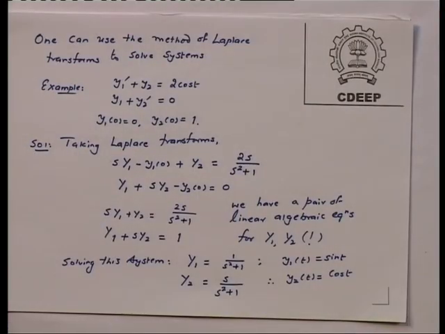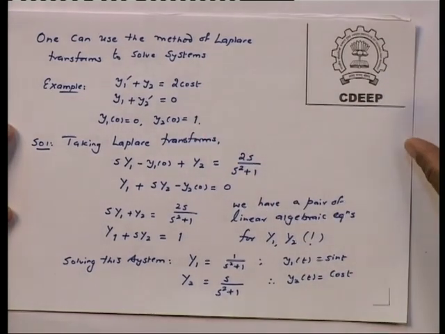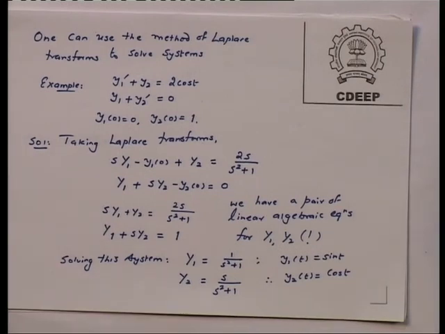Another advantage of the Laplace transform is that it does not have to be a single equation, you can even do it for a system of equations. I take y1 prime plus y2 equal to 2 cosine t, y1 plus y2 prime equal to 0. Just write the equations, do not write anything else, work out the algebra yourself. Just write this, this and this, the detailed algebra can be written out later.